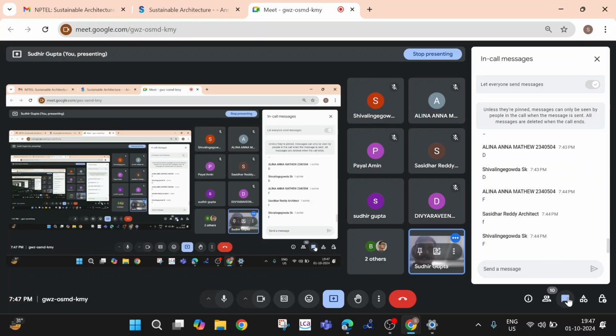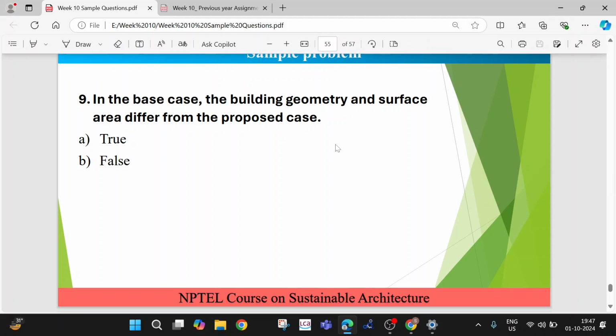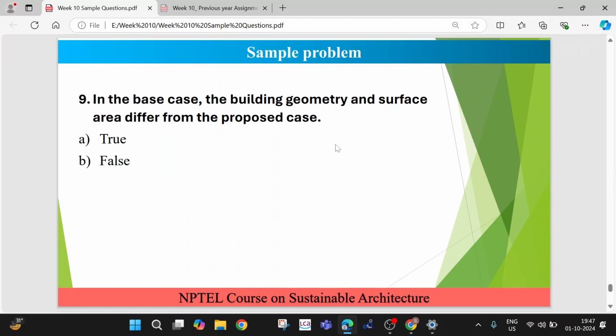False. Yeah. So false is the right answer for this question. All of you have answered it correctly. As you can see, this geometry and the surface area need to be the same. The base case and the proposed case will not have different geometry and surface area; it remains the same in both cases.